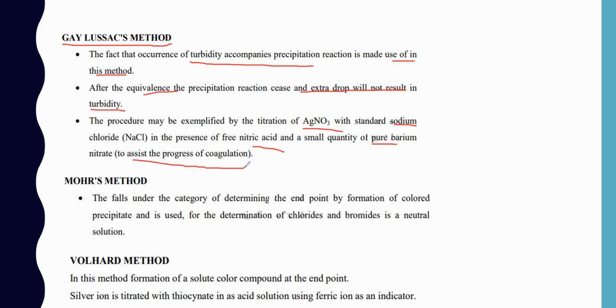So what is the Gay-Lussac method telling? When we add excess titrant, there won't be any further precipitate formation, and hence we can find the endpoint of that titration. Next is Mohr's method. It falls under the category of determining the endpoint by formation of a colored precipitate and is used for determination of chlorides and bromides in a neutral solution. So Mohr's method is used for determination of chloride and bromide. A colored precipitate is formed in neutral solution. These methods are for endpoint detection.